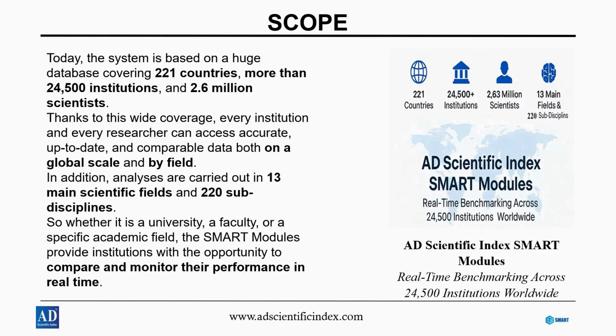The AD Scientific Index system is built on a massive global database covering 221 countries, more than 24,500 institutions, and 2.6 million scientists. This wide coverage allows every institution and researcher to access accurate, up-to-date, and comparable data, both globally and by academic field. Analyses span 13 main scientific fields and 220 sub-disciplines.